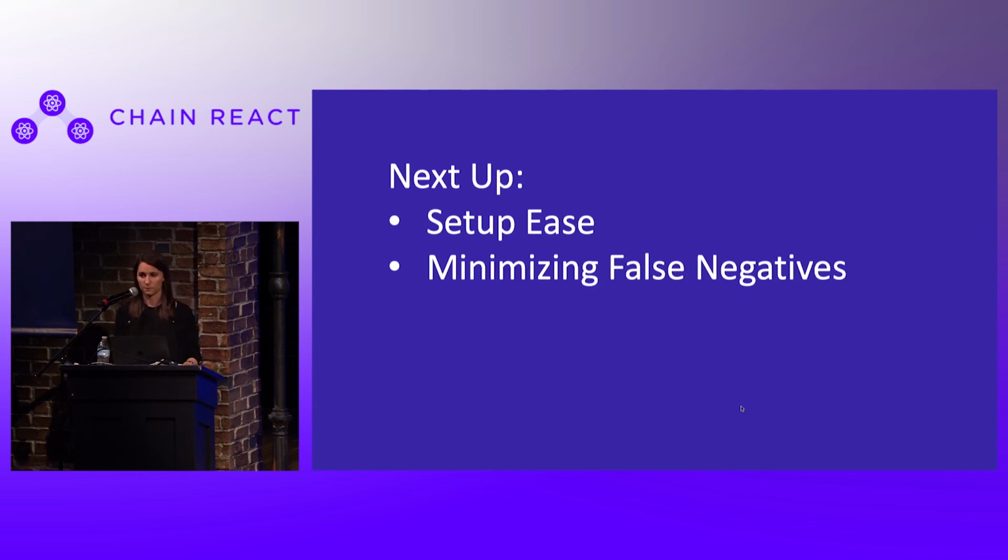And then furthermore, minimizing false negatives. On the web, Percy does a lot of things to prevent test failures that shouldn't really be test failures. For example, with animations or with pausing GIFs, stuff like that. And so we just need to think about how we can apply those to the native world also.